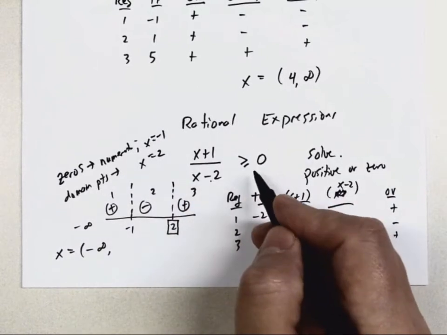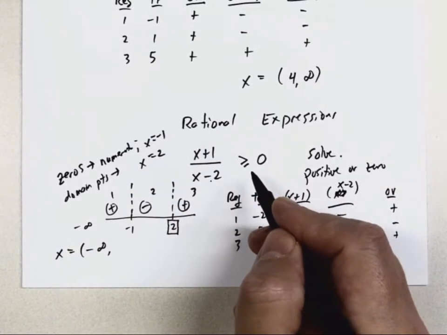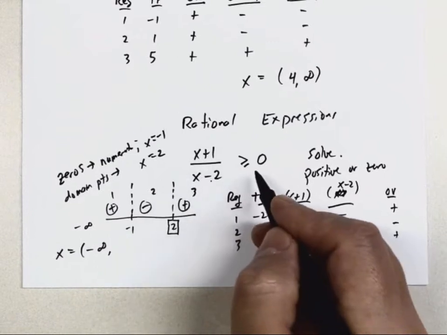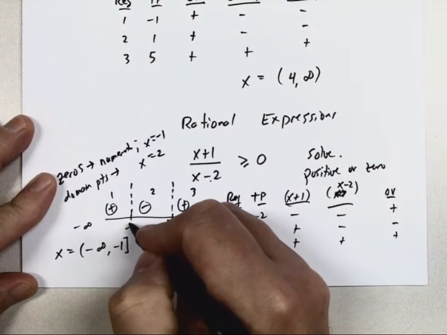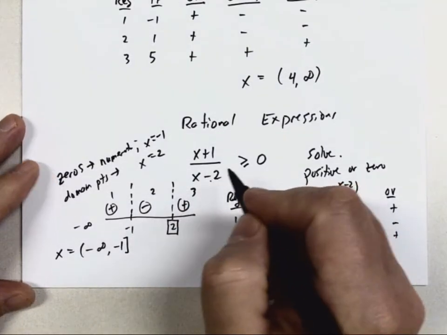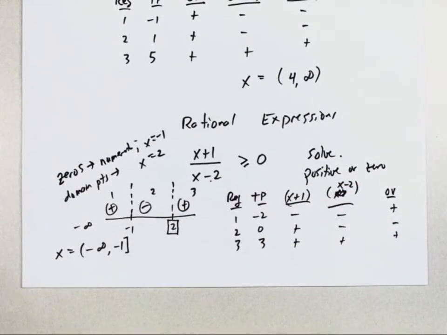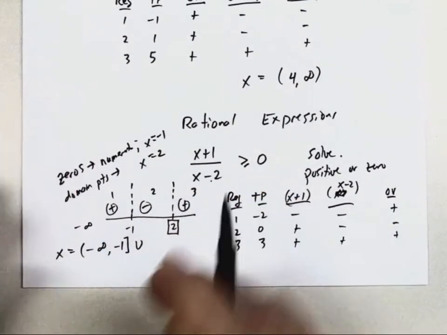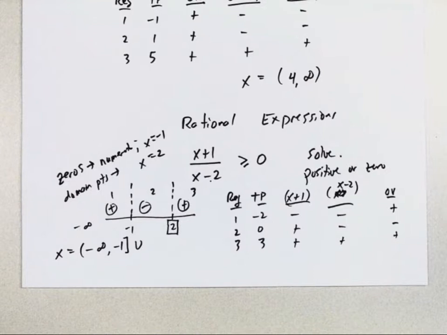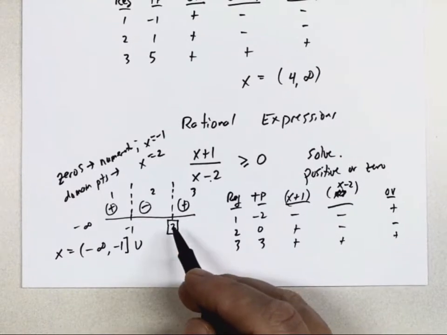And since I'm including the expression equals 0, I'm going to include the -1. Because when x is -1, that causes the whole expression to be 0. And that's what I want. Now I'm going to union it with this third region. So I look at this boundary point.